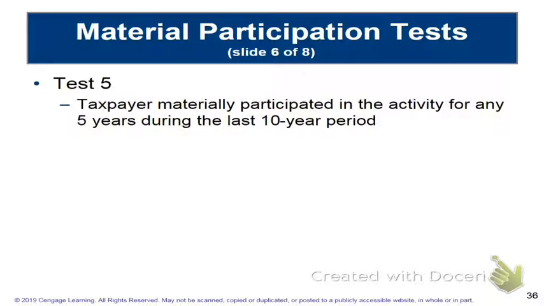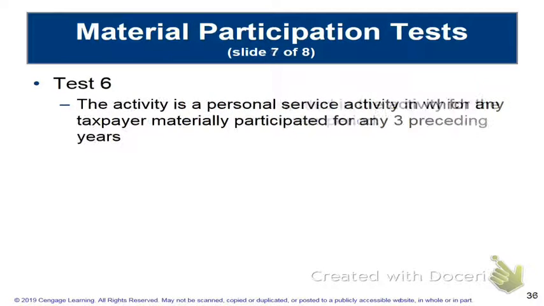Now, these next couple are the weird ones. Test 5, taxpayer materially participates in the activity for 5 of the last 10 years. So they had to take a year off because he got sick. They took a year off, 2 years off, 5 years off. But in 5 of the last 10 years, they significantly participated. You are still materially participating.